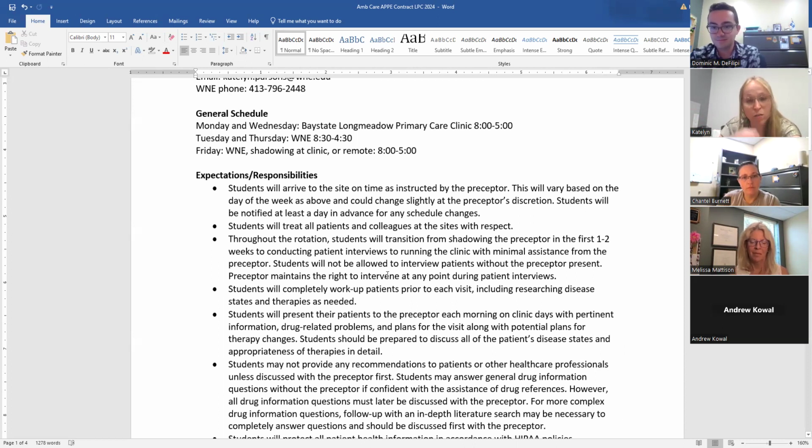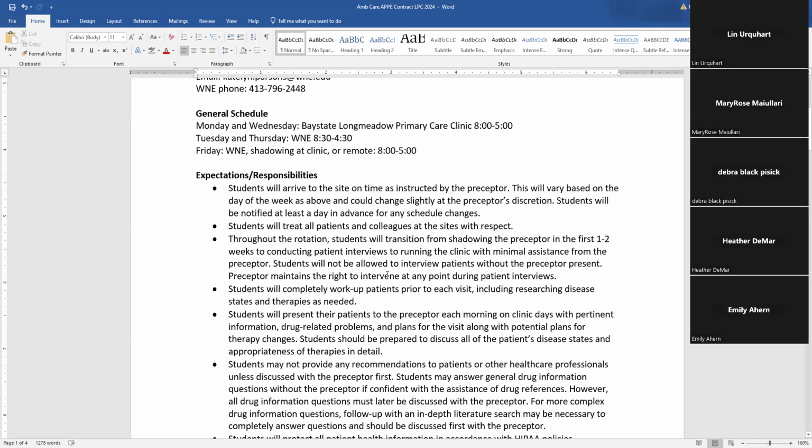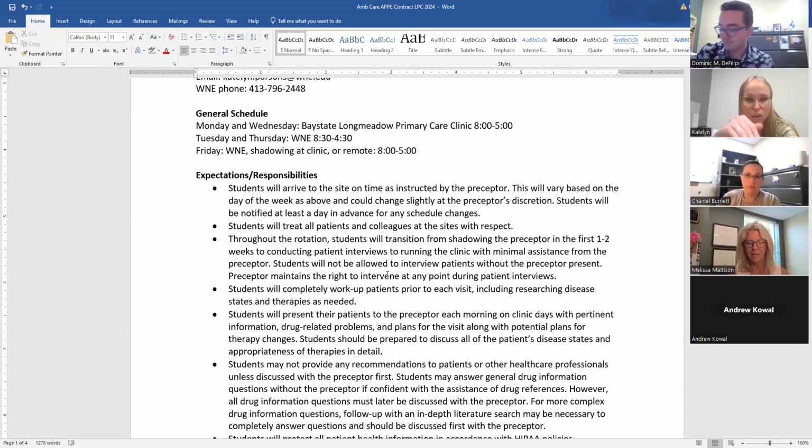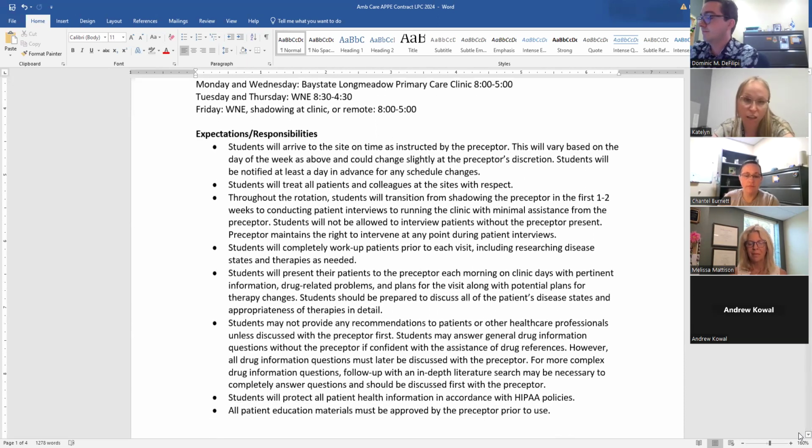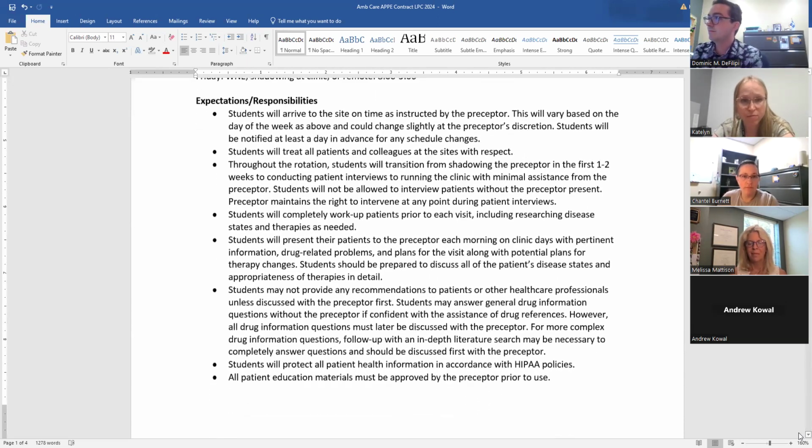The third bullet here, the way I run my rotation is the first 1 or 2 weeks, I am leading the visits, the clinic visits, and then the middle couple weeks, they start interviewing the patient, and then at the end, they're hopefully running most of the visit. But I'm detailing how I plan to run the rotation and how they can expect to be involved.